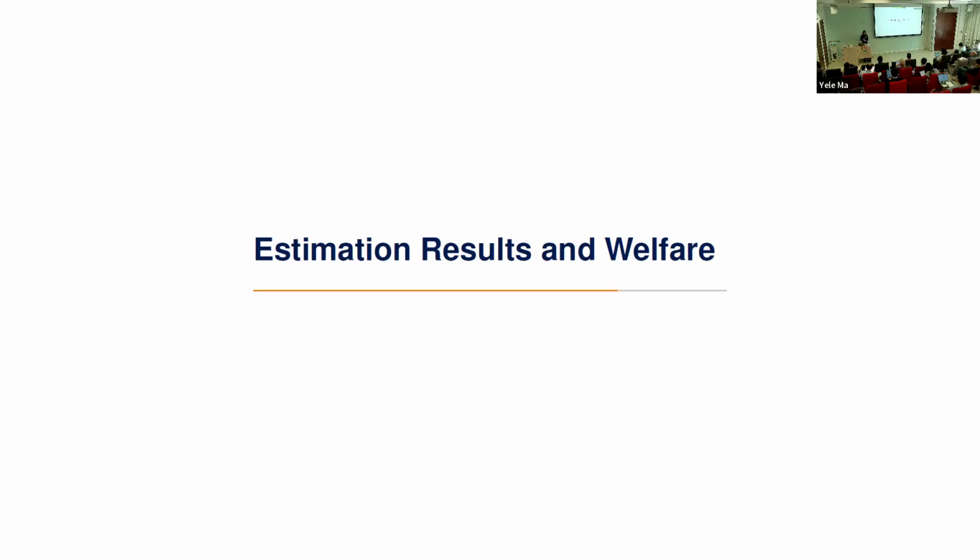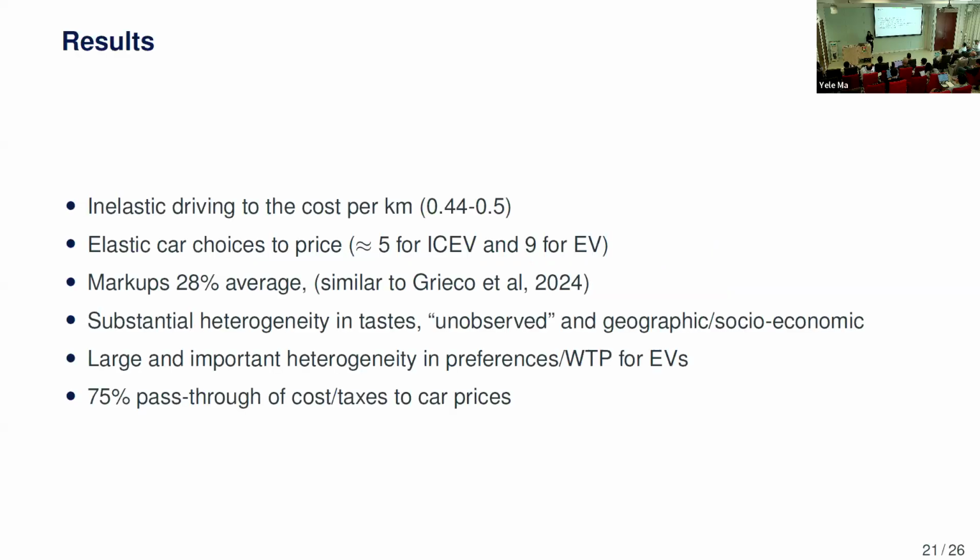So we managed to get to estimation results and welfare, so I'm happy. As I said earlier, we find very inelastic driving cost per kilometer, 0.44 to 0.5. It also depends on the different regions and centralities. We find elastic car choice to prices, with an elasticity of 5 for the internal combustion cars. Markups are approximately one third, so about 30%. And this is similar to other studies that have looked at that.